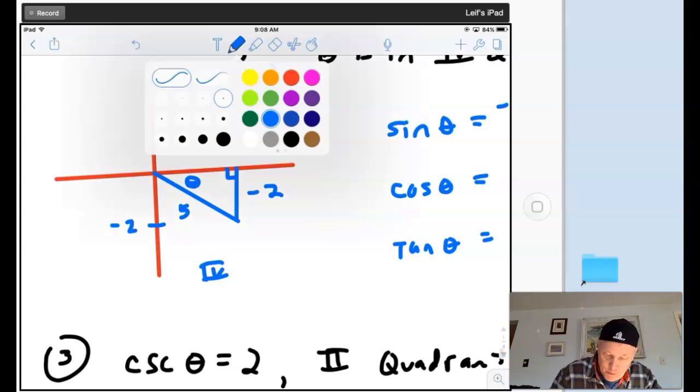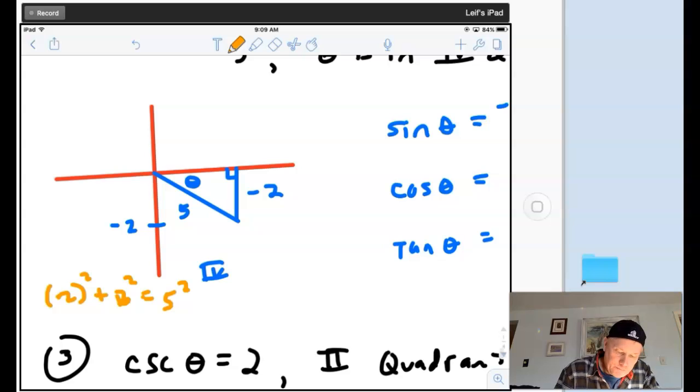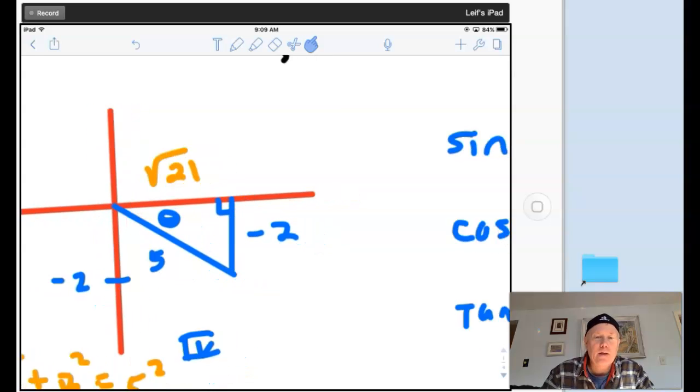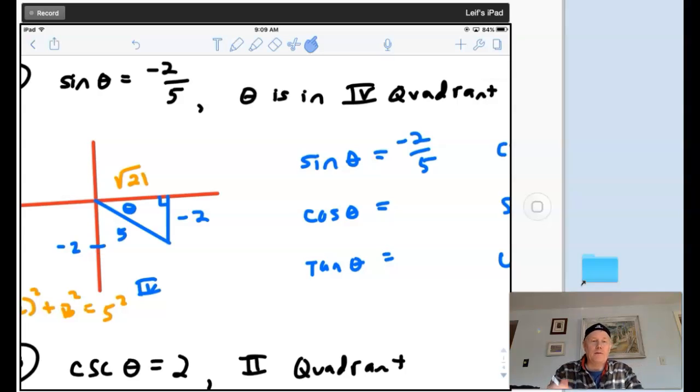And if you do the Pythagorean theorem correctly, 2 squared plus b squared equals 5 squared. And you solve that out, you get the square root of 21. Okay, and obviously that's a positive one because that's going on the positive side of the x-axis. All right, so now I've got the negative all in there. I actually don't have to worry about it.